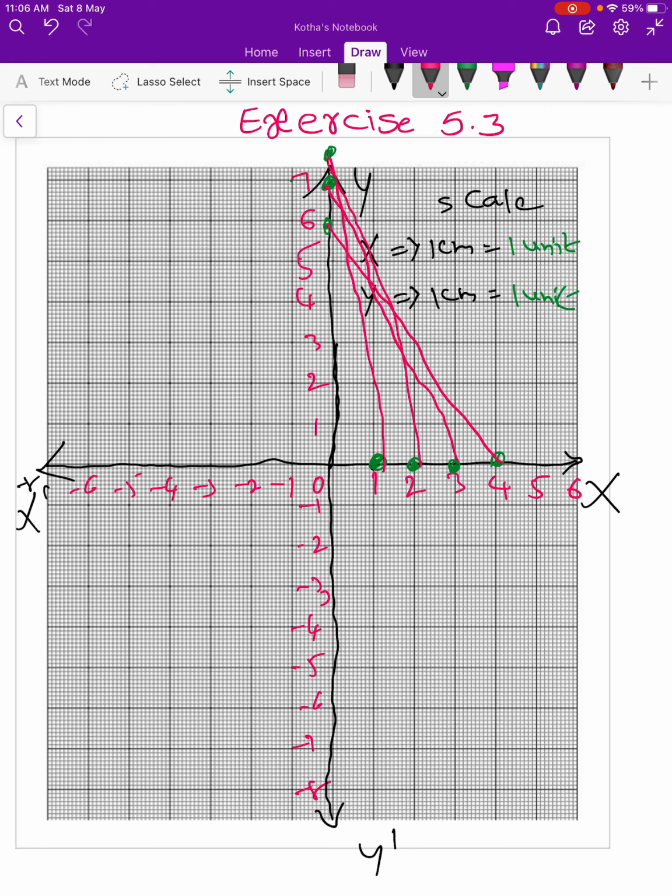Next 5, 0. 0, 5. This is 0, 5. If we join these 2, it comes like this. Next 6, 0. This is 6, 0. And 0, 4. This is 0, 4. So if we join these, these 2 points will become like this. Next 7 comma 0 is there, but 7 is not there on the x-axis, so I'm leaving it, and the remaining you do as homework.